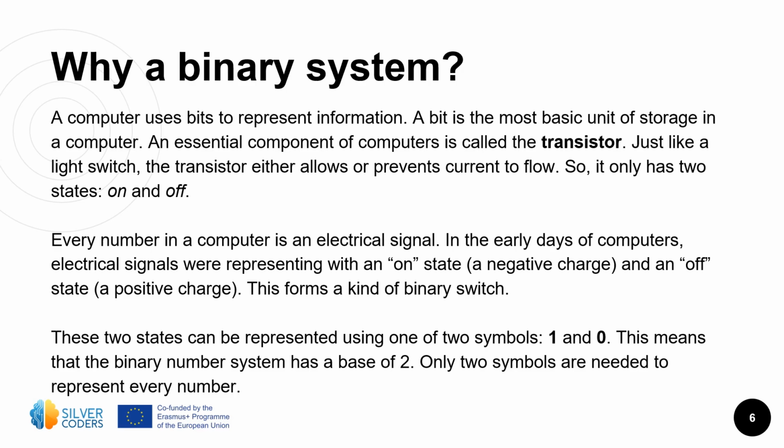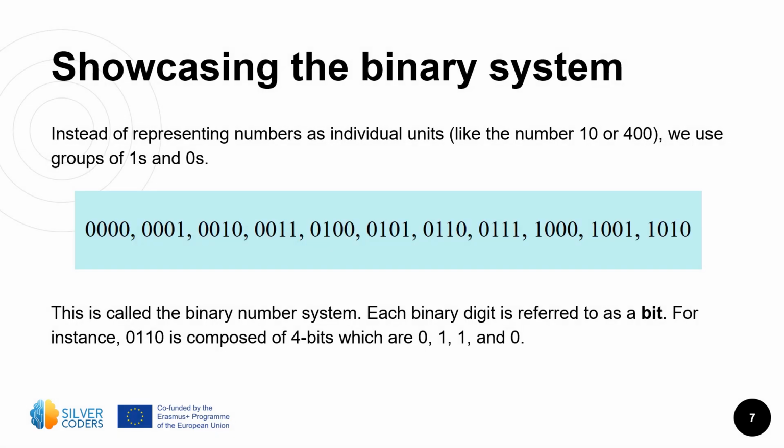Every number in a computer is an electrical signal. In the early days of computers, electrical signals were represented with an on state, a negative charge, and an off state, a positive charge. This forms a kind of binary switch. These two states can be represented using one of two symbols, 1 and 0. This means that the binary number system has a base of 2. Only two symbols are needed to represent every number.